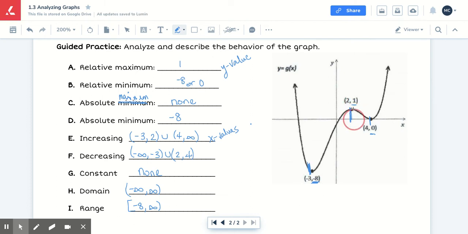The domain is all real numbers, which we would say from -infinity to infinity. And the range is from -8 to infinity. So from here upward.